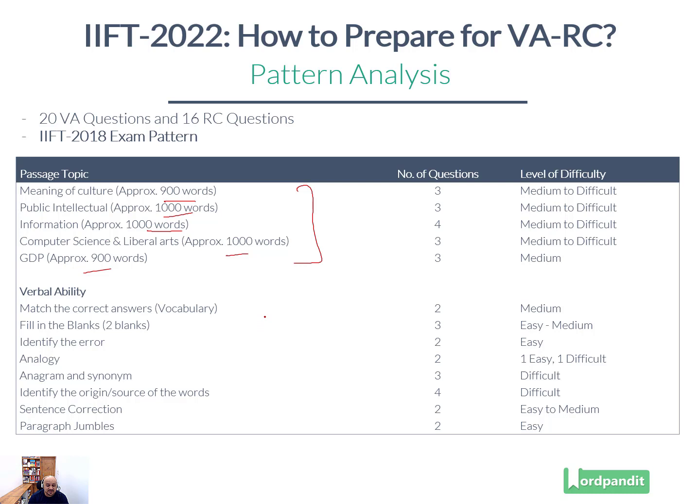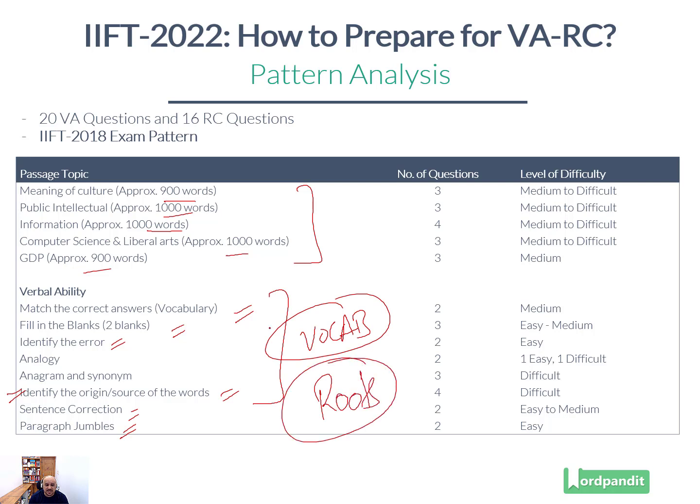As far as the vocabulary portion goes, you've got vocabulary again. A couple of 5 questions on vocabulary, then identify the error, grammar based, analogies, synonyms, origin, source of the word. This was a very interesting question type based on word roots explicitly, sentence correction, and parajumbles. So as far as the reasoning portion goes, parajumbles are the only constant, and you've got all sorts of vocabulary questions. One key learning is we've seen word roots make a consistent appearance.